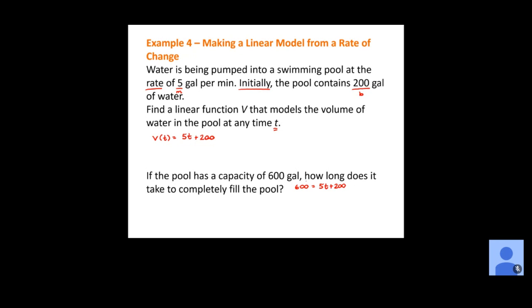And so again, as soon as I see the words how long, that tells me I'm looking for a t value. And in this case, we have a capacity of 600 gallons. That tells me the volume of my pool now. Now we just have to solve, right? So I'm going to start by subtracting the 200 from both sides. That's going to give us 400 equals 5t. And then we just need to divide both sides by 5. And so if I do that, that should give us 80 equals t.